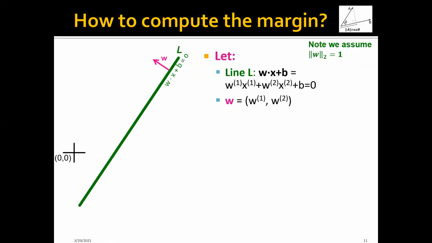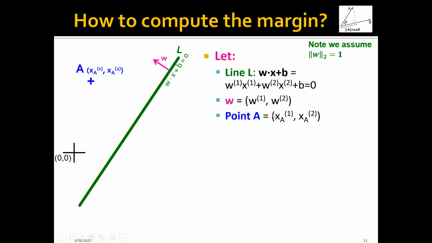Now, let's say more concretely that we already have a decision boundary, which is W times X plus B. So this decision boundary is parameterized by the vector W and a scalar B. And this is in the two-dimensional space, so W is actually a vector of 2 dimensions. We also assume that this vector W has a unit length, so the L2 norm of W is equal to 1.